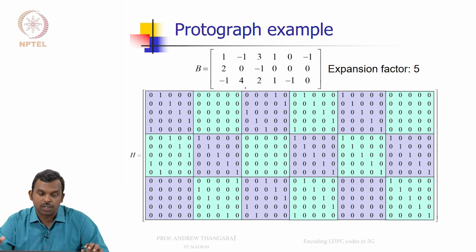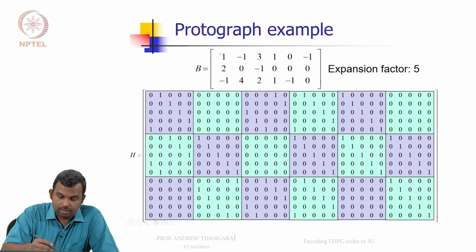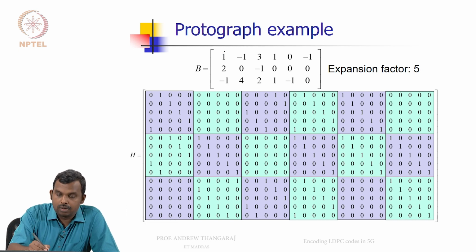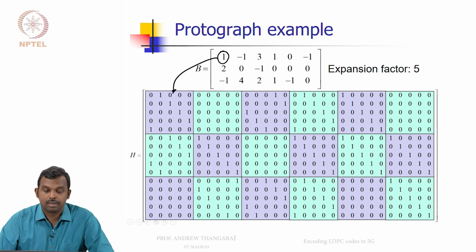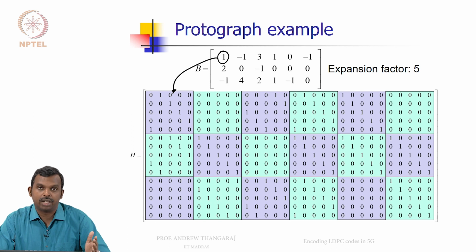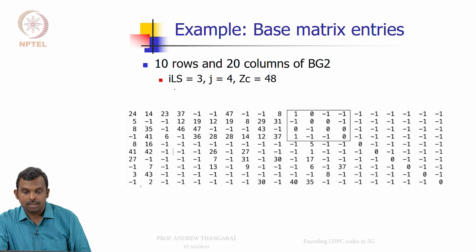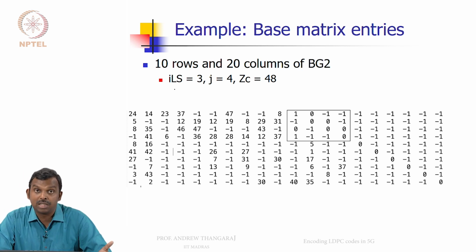Okay, so 1 would correspond to the identity matrix column shifted by 1 position, like for instance this one goes out as this matrix, and all the other matrices are like that. I showed that in the previous lecture. Okay, so what we will do in this class is we will start looking at the base matrix for the actual LDPC codes in the standard.